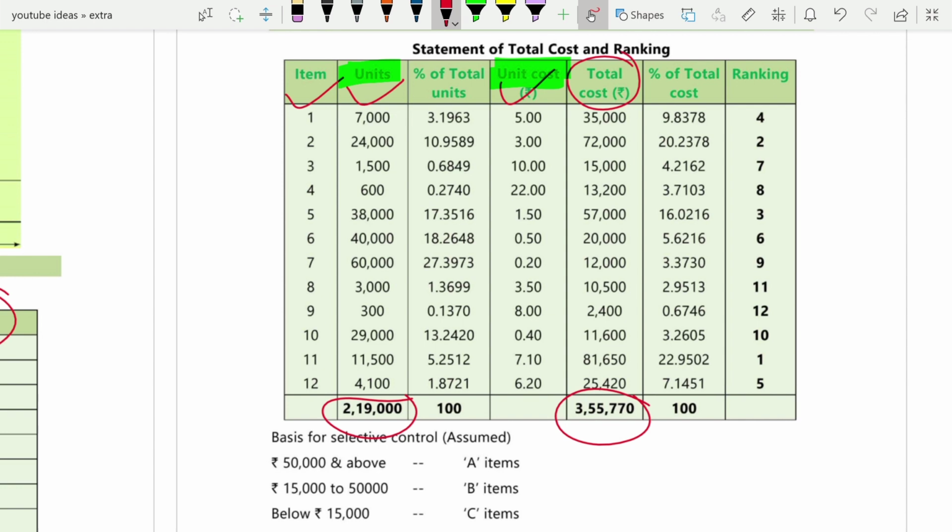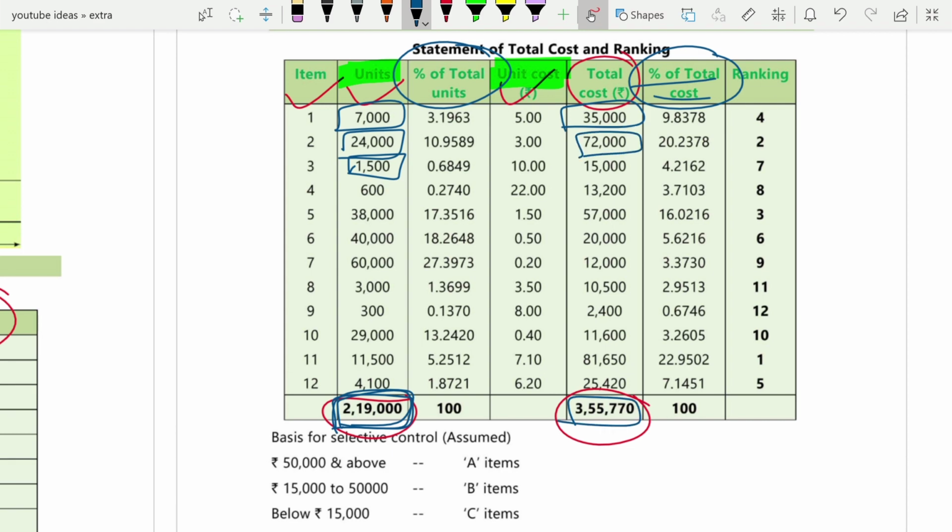Okay. Next step, you have to do percentage of total units and percentage of total cost. Percentage of total units, how will you find out? 7,000 divided by 2,19,000, 24,000 divided by 2,19,000, 1,500 divided by 2,19,000. Likewise, you will do and find out. Then you have to find out percentage of total cost. How will you find out percentage of total cost? You will do 35,000 divided by 3,55,770, 72,000 divided by 3,55,770. So what is the percentage of 35,000 in 3,55,770, you have to find out.